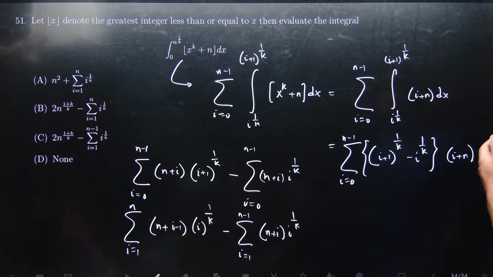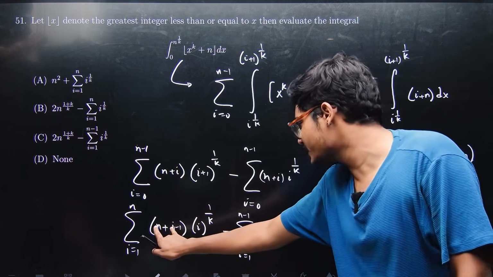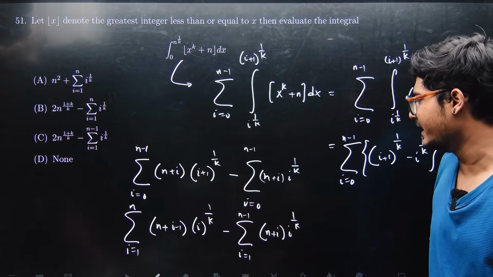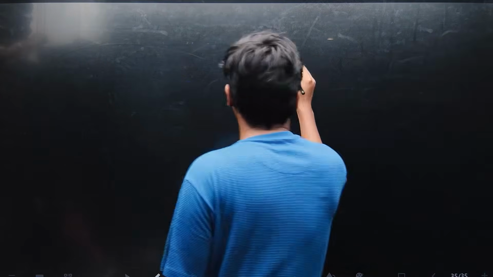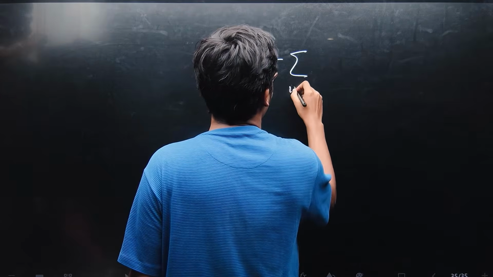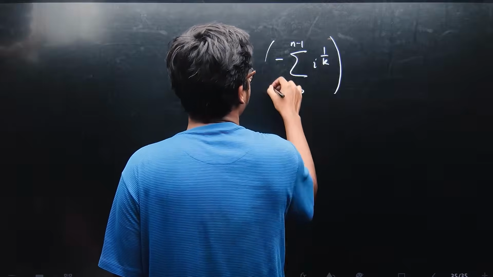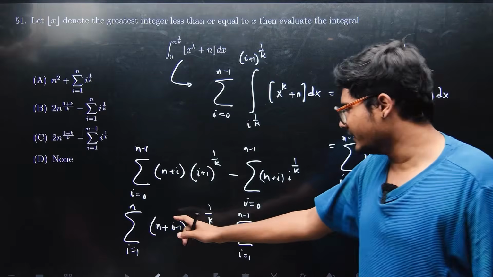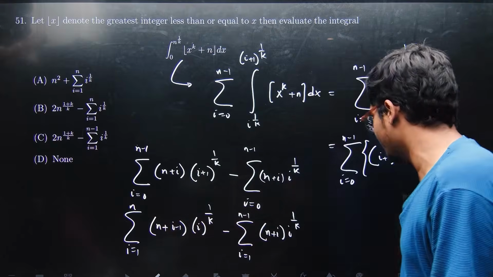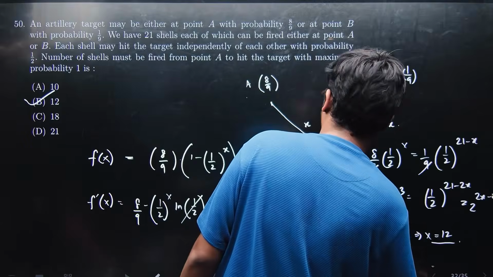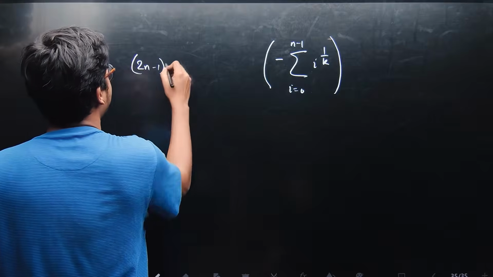Now observe that if you take care of these i equal to 1 to n minus 1 terms together, it's (n plus i minus 1) minus (n plus i), right? So you'll be left with minus 1 times i to the power 1 by k. So one term that you get is minus summation i equal to 0 till n minus 1 of i to the power 1 by k. Now the other term is the nth term: it's going to be n plus n minus 1, so that's 2n minus 1, times n to the power 1 by k.